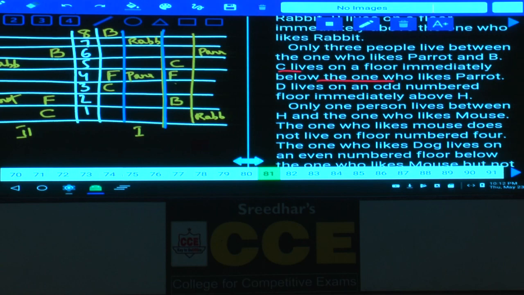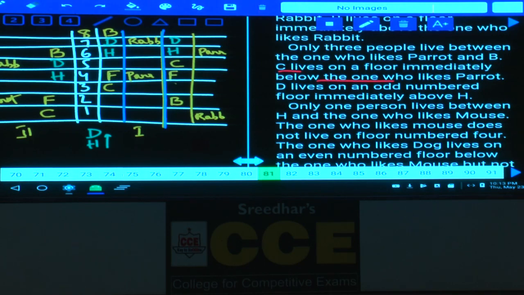And D lives on an odd number floor immediately above H. Now D cannot be on the first floor, cannot be 3, cannot be 5. Hence in this case D odd number floor 1 is not possible, 3 also not possible, 5 also not possible. In this case D and H must be on 7 and 6. Done? D lives on an odd number floor immediately above H. D cannot be on the first floor, cannot be on the third floor, cannot be on the 7th floor. Hence in this one D and H must be on the 5th and 4th floors.